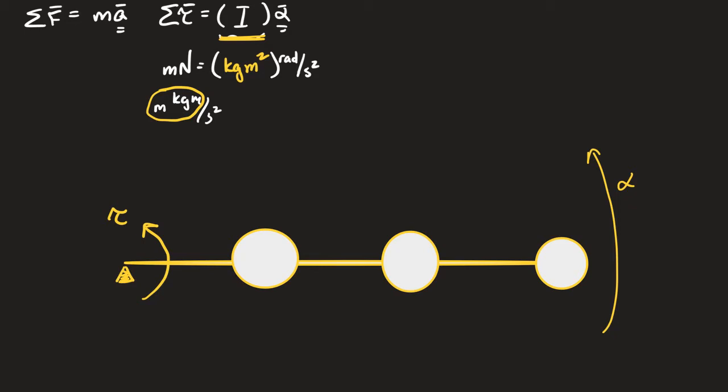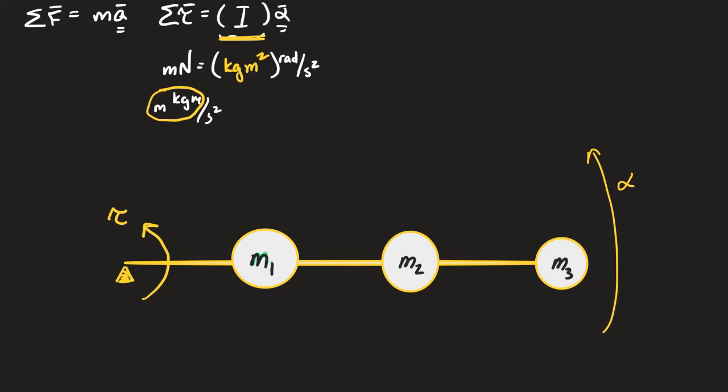Now, this part might not be obvious to you, so let me see if I can say a few obvious things. First, this mass right here, which we'll call M1. Can you see that at all? Probably not. We'll call it M1, this one M2, and this one M3.